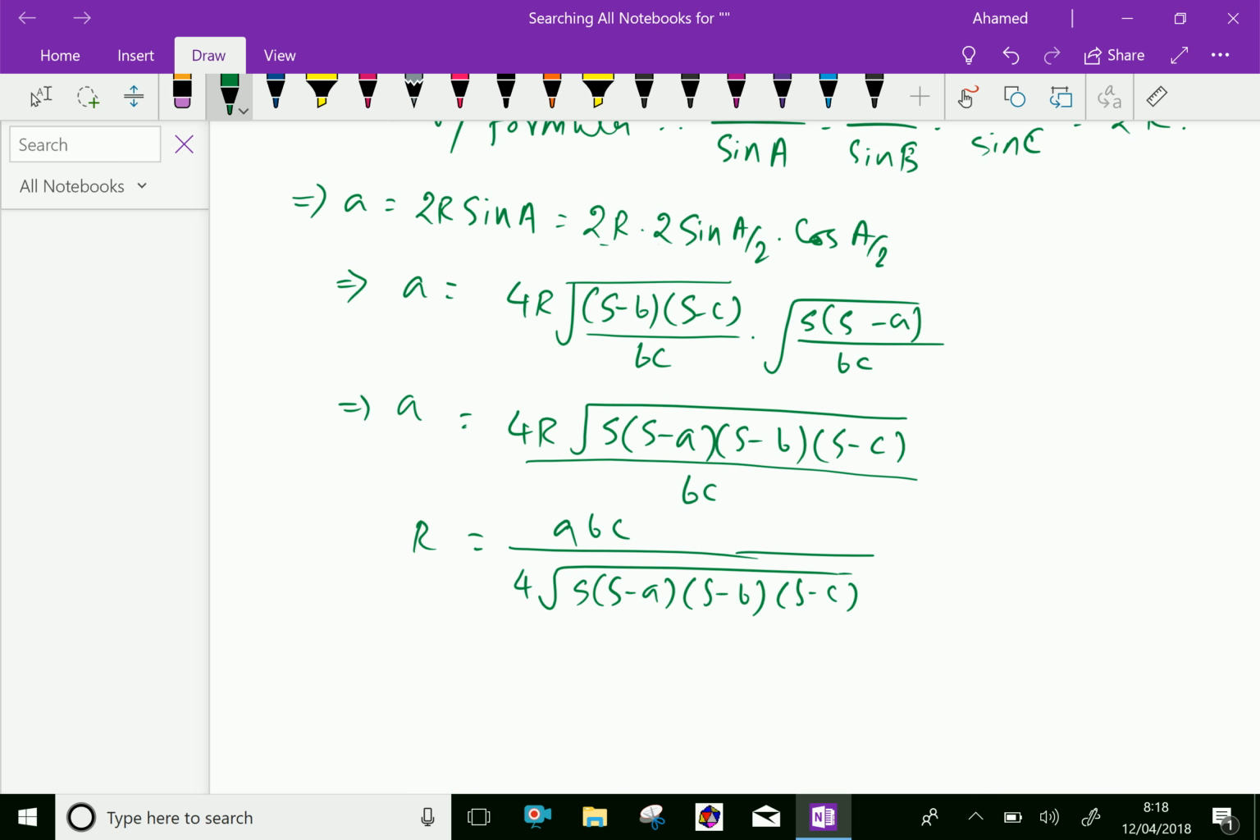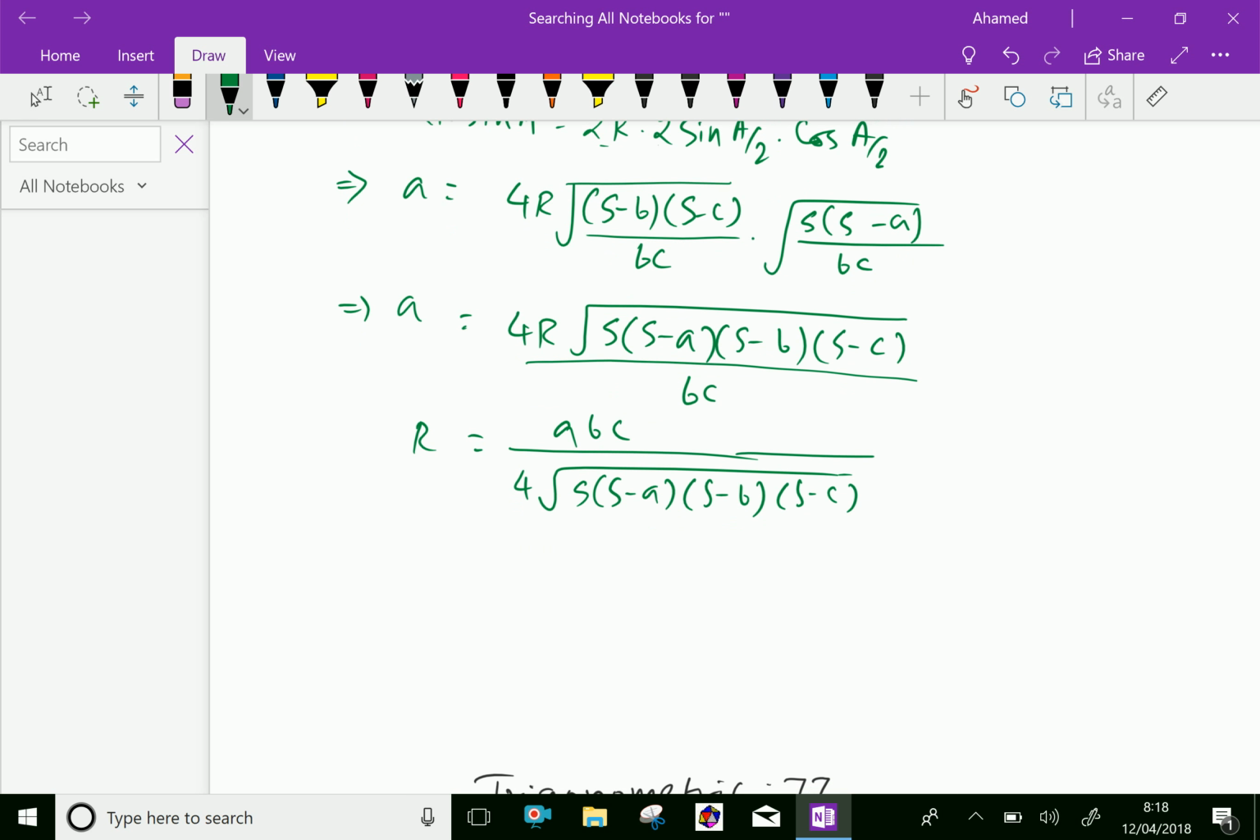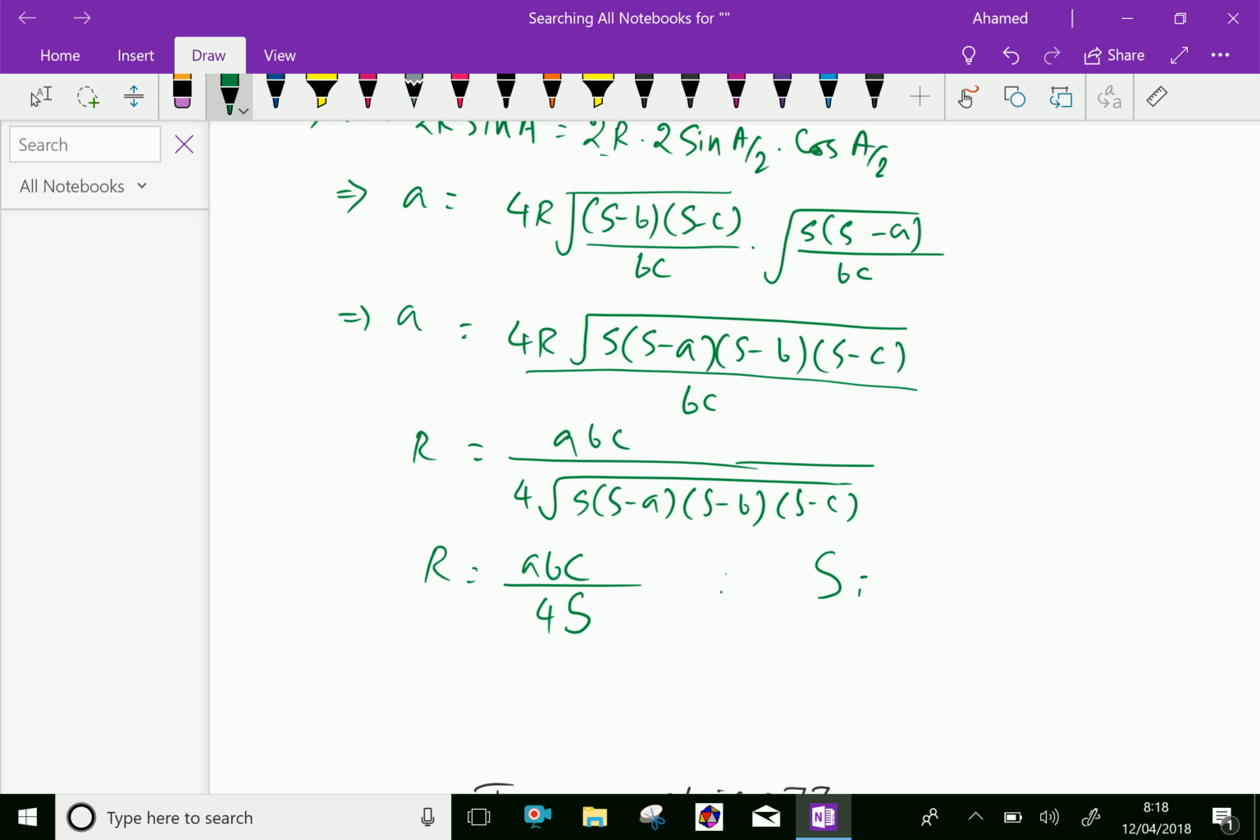Here we know that the square root of s into s minus a, s minus b, s minus c is the area of the triangle in terms of half the perimeter and the sides of the triangle. So we can say R equals abc over 4S, where S is the area of the triangle, capital S.